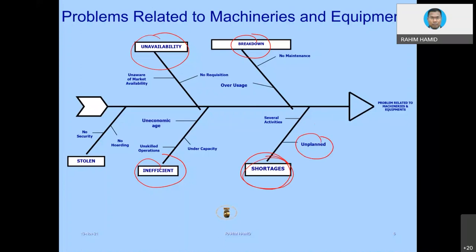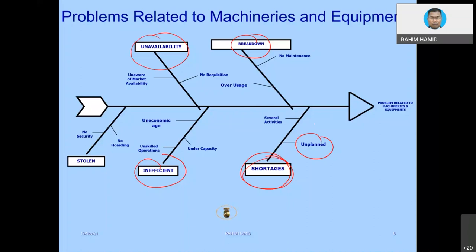Okay, we do not plan properly, and at the end of the day, we just simply realize that by next week we need that kind of machinery. We need how many number of machinery? We just suddenly realize. If we have done proper planning, for sure we already know those things. So there is no issue that we are not getting the machinery in time.